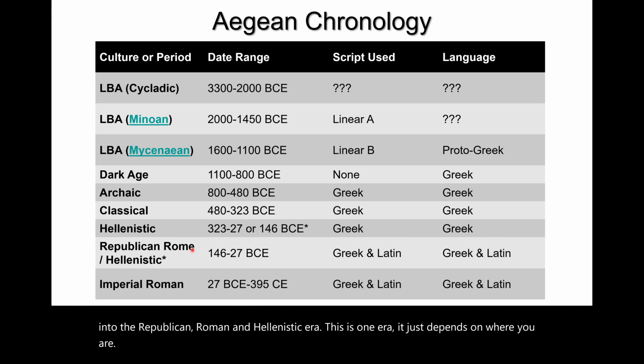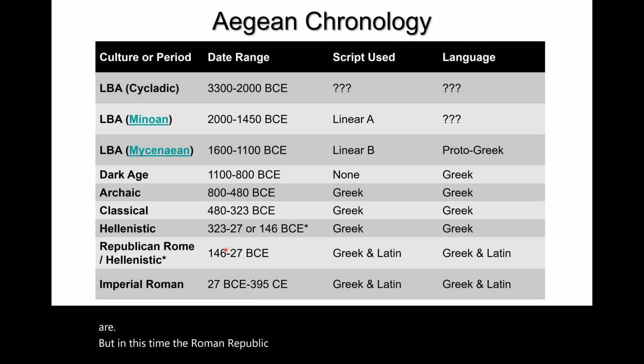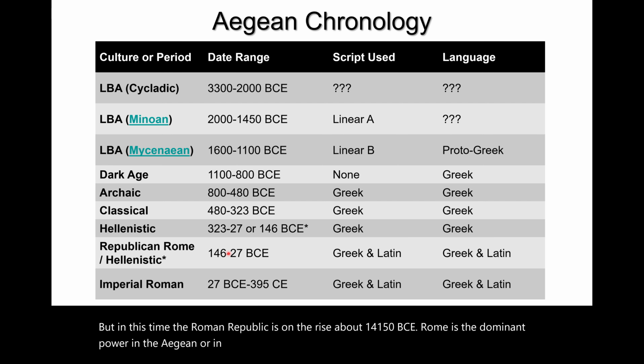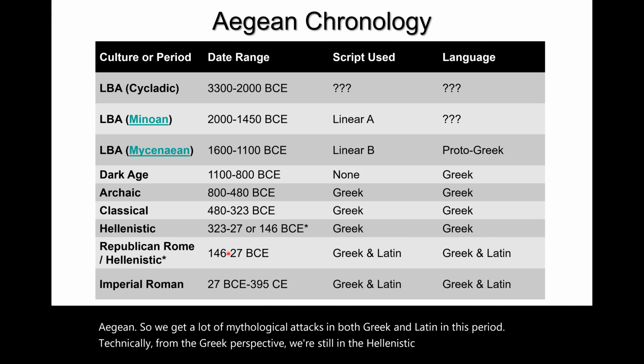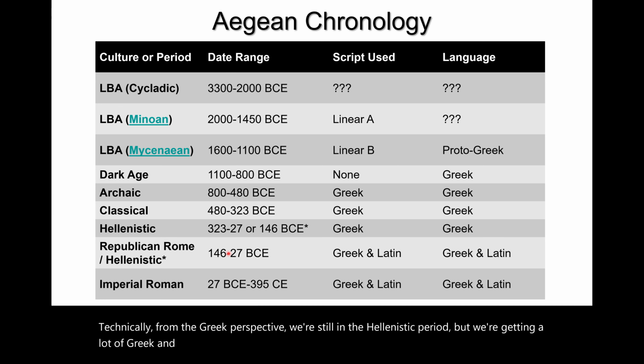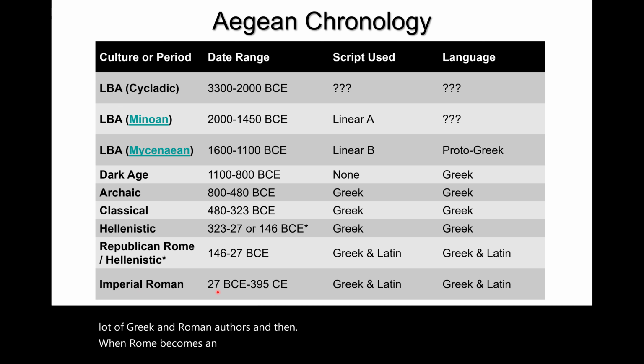But in this time, the Roman Republic is on the rise. At about 140, 150 BCE, Rome was the dominant power in the Aegean, or in the Mediterranean, and they were pushing their way into the Aegean. So we get a lot of mythological texts in both Greek and Latin in this period. Technically, from the Greek perspective, we're still in the Hellenistic period, but we're getting a lot of Greek and Roman authors. And then when Rome becomes an empire, 27 BCE, this is Julius Caesar and Augustus Caesar, really Augustus.